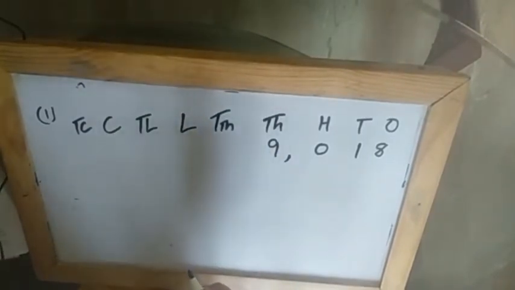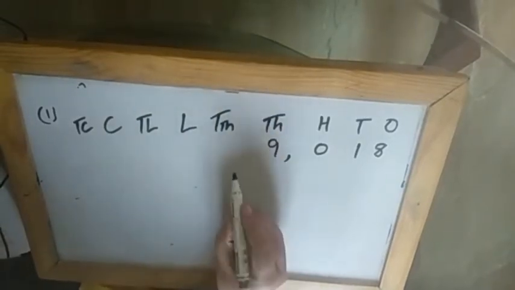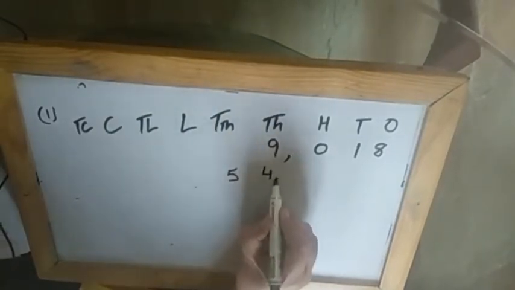Now look at the second one. It says 54,000. So this is thousands place. 54,000.